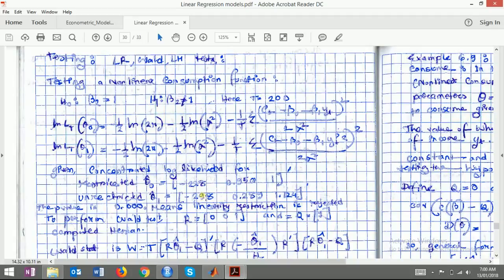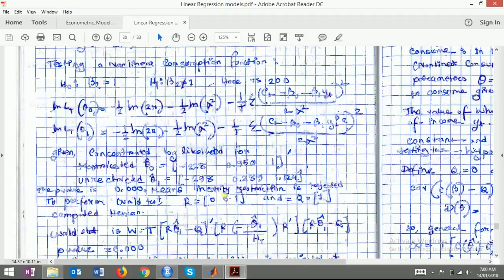The p-value is 0.000, which means the linearity restriction is rejected. To perform the Wald test, R is 0 0 1 and q equals 1. The linearity restriction is rejected when we perform the Wald test. So beta naught, beta 1, beta 2. We are testing whether beta 2 is 1 or not, and q equals 1 because there is just one element where we are putting the restriction. Basically q equals 1 means either beta 2 equals 1 or not, the null and alternative values.